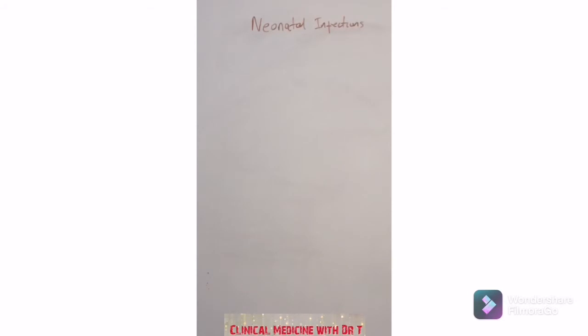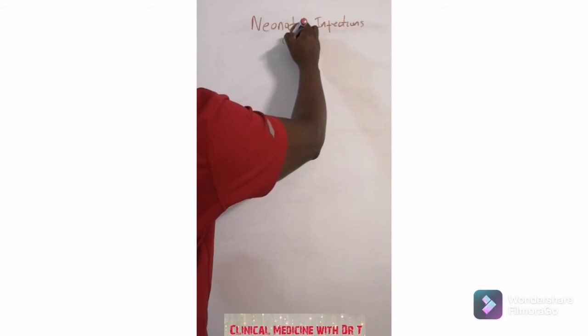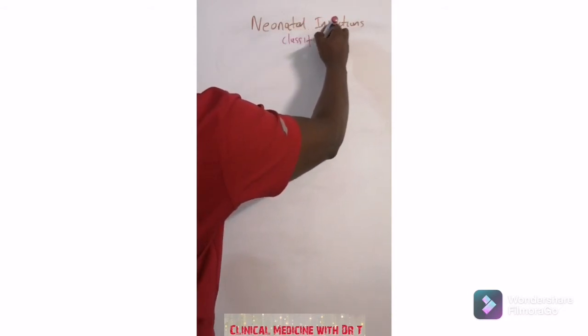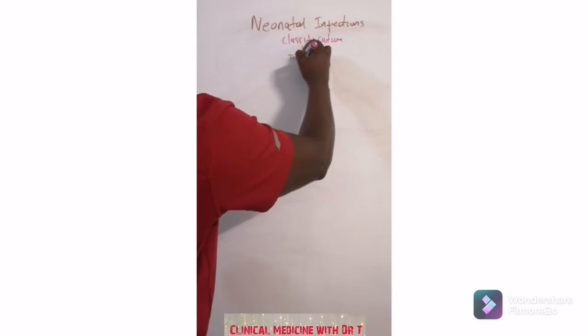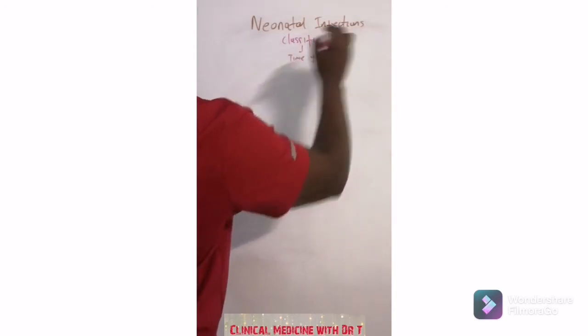Neonatal infections. As we all know, a neonate is that small human being that is between a day and 28 days old, and neonatal infections can be classified in different ways, right? But the one that we're gonna use here, which I find more helpful, is the timing, like the onset. So we're gonna use the time of onset here.